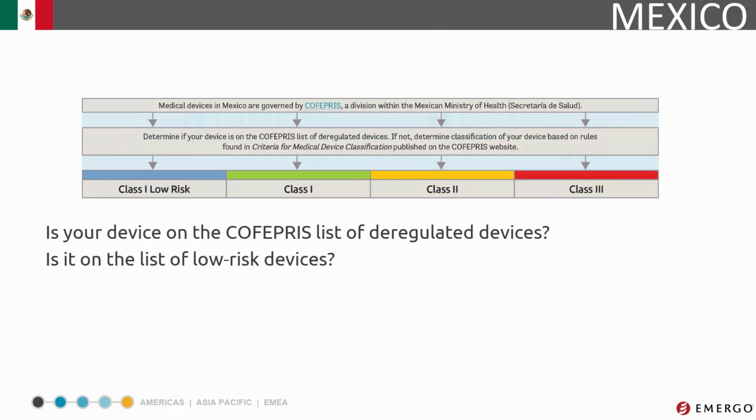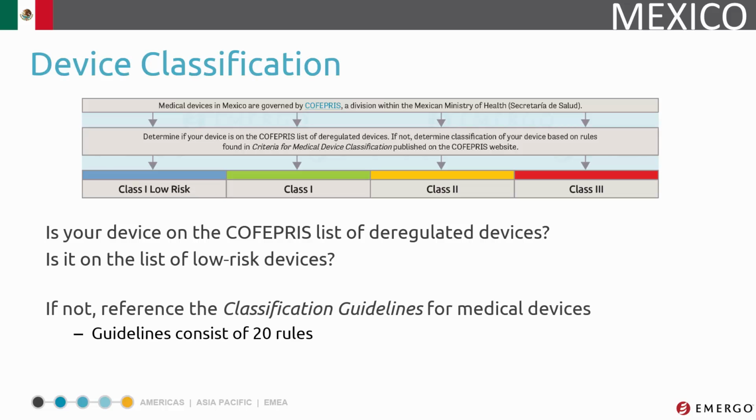COFEPRIS has a list of non-medical or low-risk devices that don't require registration. If your device is not on that list, you'll need to determine its classification by using the COFEPRIS classification guidelines for medical devices found on their website. There are 20 rules used for classification. Rules 1 through 18 are similar to the European medical device classification criteria.